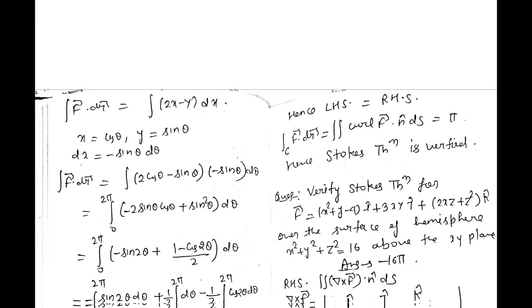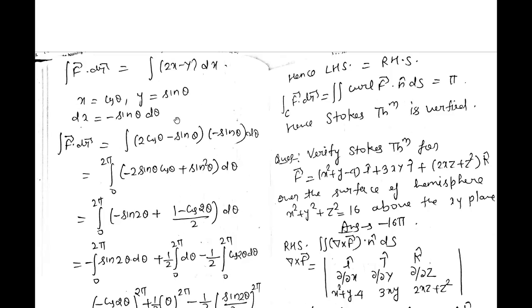Now F vector dot dr vector, you can write as (2 cos theta minus sin theta) times (minus sin theta) d theta. And after integration, we are taking the upper half projection. So in the upper half projection, your angle will be 0 to 2 pi, right? Only for the xy plane. So the integral from 0 to 2 pi of minus 2 sin theta cos theta plus sin square theta, and this will be minus sin 2 theta plus sin square theta.